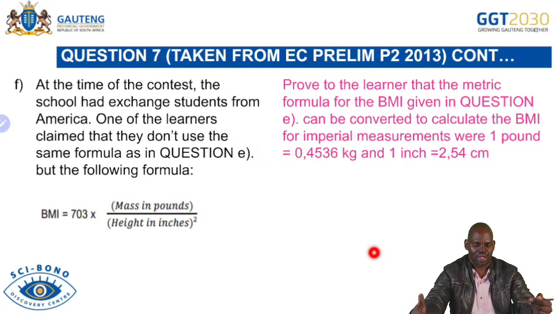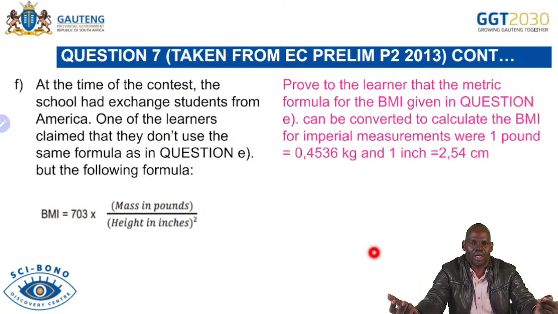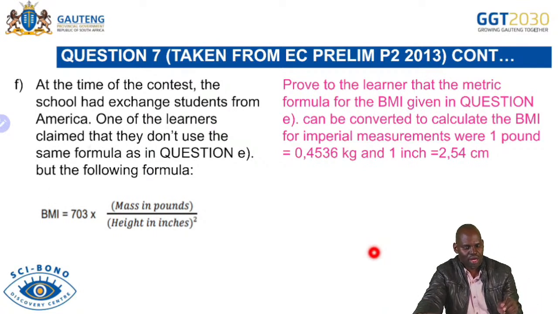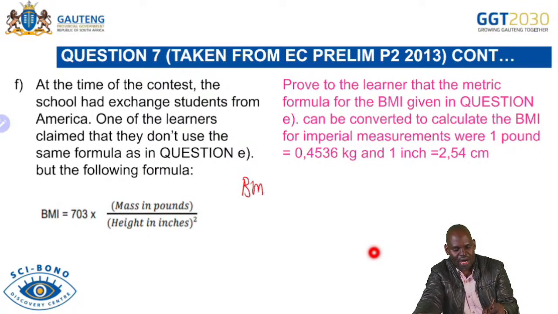One of the learners claimed that they don't use the same formula. Obviously in South Africa we're using the metric units, centimeters, meters, kilometers. The exchange student who comes from the US or Britain might say, but we're using different units. So even in their case, they say they don't use the same formula as in question E, the previous one. That formula, remember, is BMI equals weight in kilograms over height in meters.